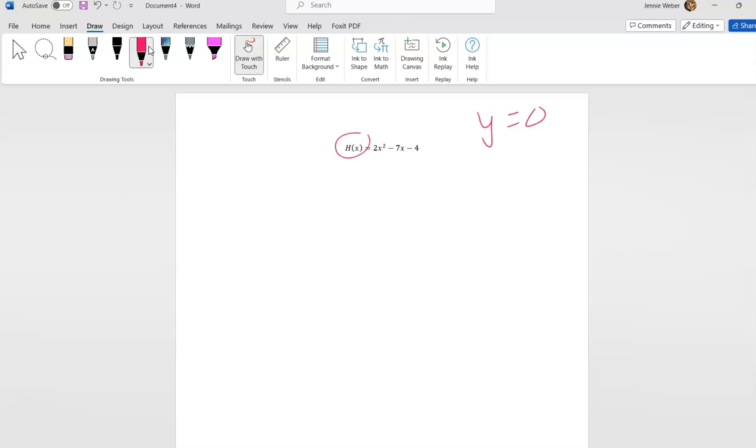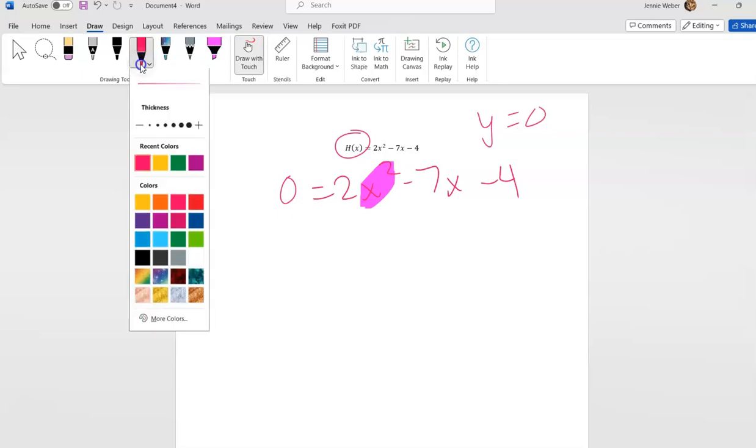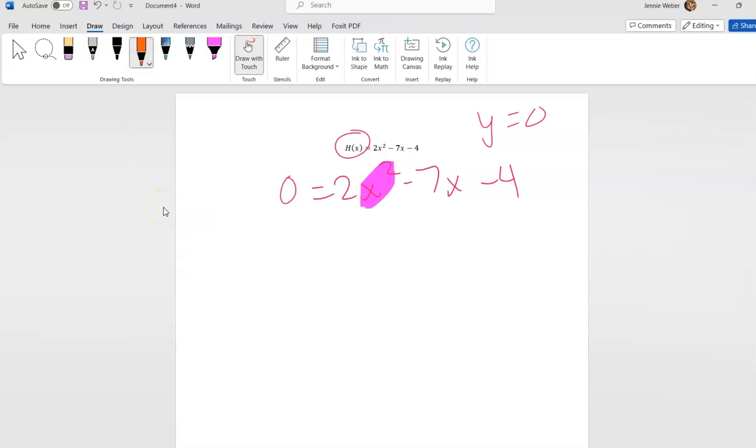Well, y here is just h of x. So in this case, 0 equals 2x squared minus 7x minus 4 is going to give me my x-intercepts. But because this is a quadratic, that's going to mean I need to factor. So to find the x-intercepts here, I'm going to factor this equation.